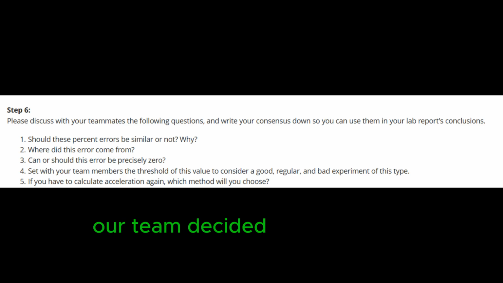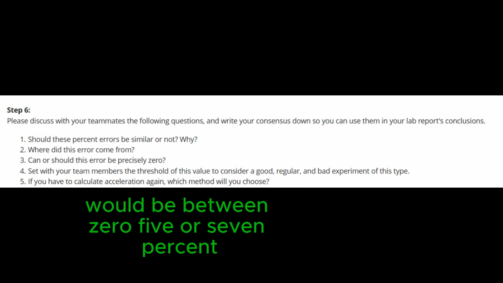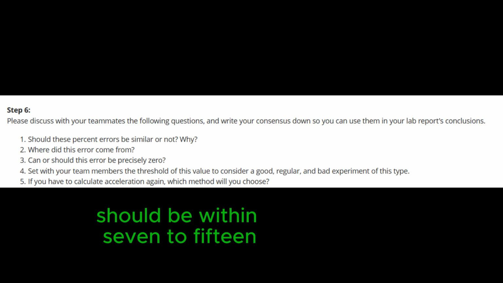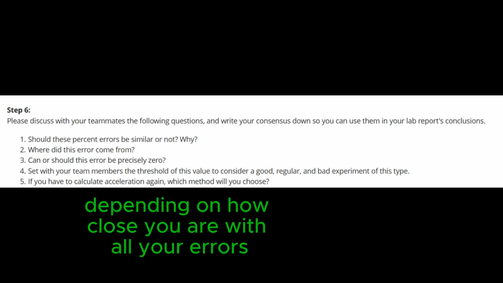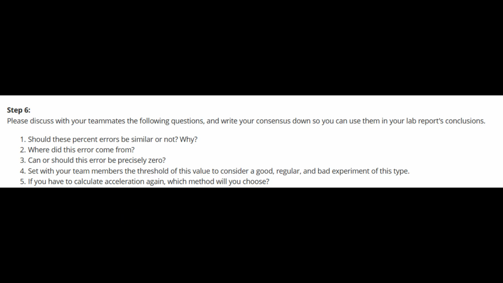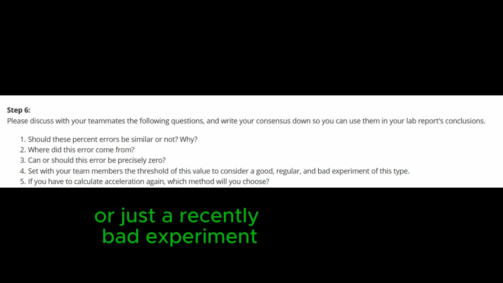Our team decided that a good threshold for percent errors would be between 0 and 5 or 7% within that certain range. A more regular or consistent result should be within 7 to 15, depending on how close you are with all your errors. If it's anything above 15 or 30, it would be considered a highly or just a really bad experiment.